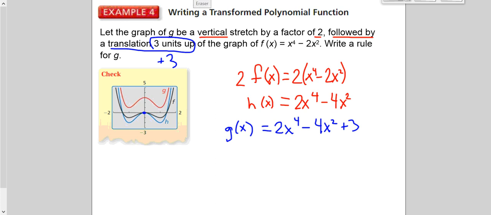Example 4, just a quick brief overview. If you haven't seen this yet, pause your video right now and take a long look at it. We did a vertical stretch by 2, so we took the function they gave us and multiplied by 2. Because it said followed by, we needed to simplify that first. The next thing said followed by a translation 3 units up, so we needed to add 3 to that function. All right, so there was example 4 in case I didn't record that yet.